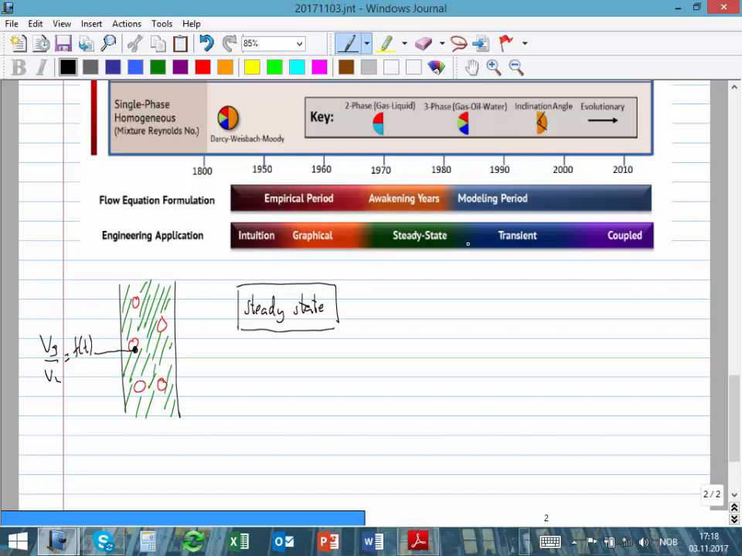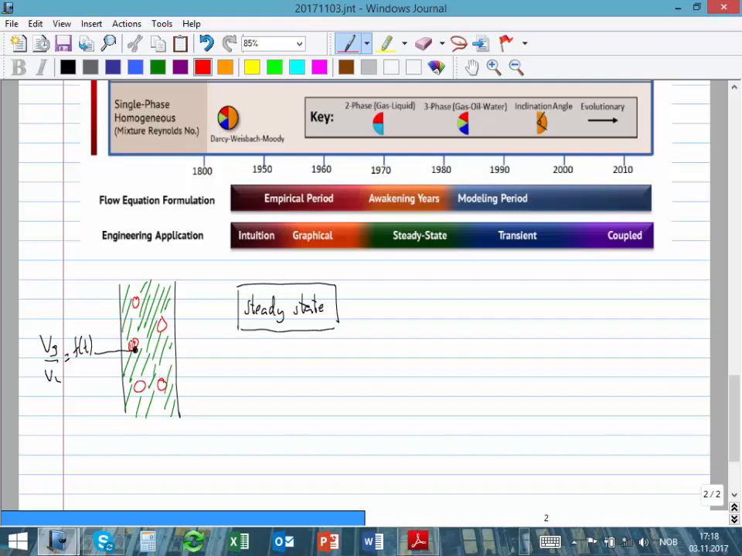For example, you might have people who are very interested in how a droplet moves in the column. For that case, you cannot use steady state. You have to use a transient model that actually looks at the droplet and sees how it moves through the column. For us, we are looking at the scale.